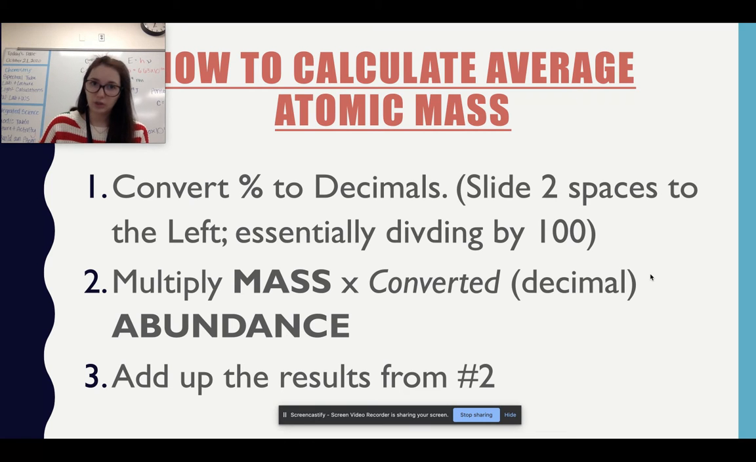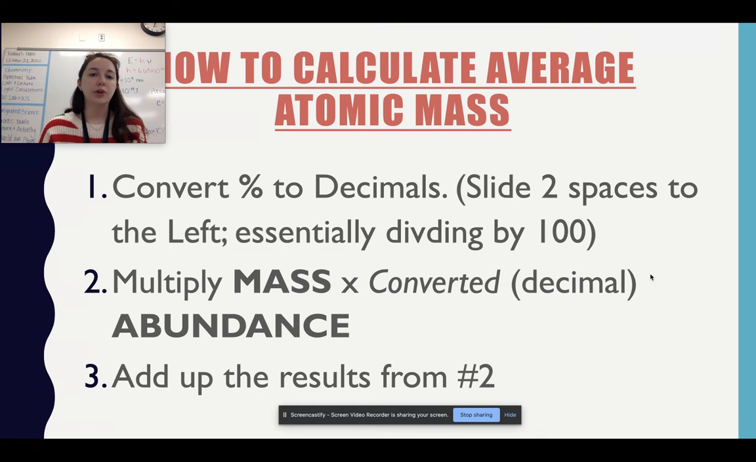Now, how do I calculate the average atomic mass? To do this, I'm going to do 3 steps. And these are important. You should have this written down, if you do not. First, you're going to convert the percent to decimals, and you slide 2 spaces to the left. Essentially, you're dividing by 100 when you're doing this, but it's just easier to say slide your decimal 2 to the left. Second, you will multiply that mass times the converted decimal, or that abundance. The mass that's associated with it, I'll have it very clearly laid out for you so you won't have any confusion about, oh, but I thought I had to do this one or this one. Trying to make it a little bit easier.